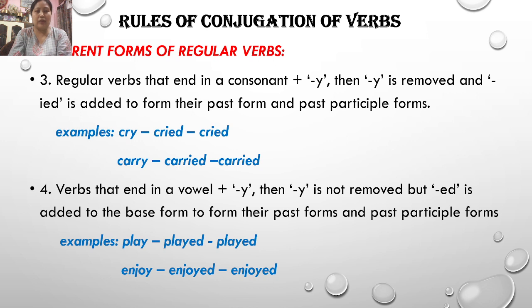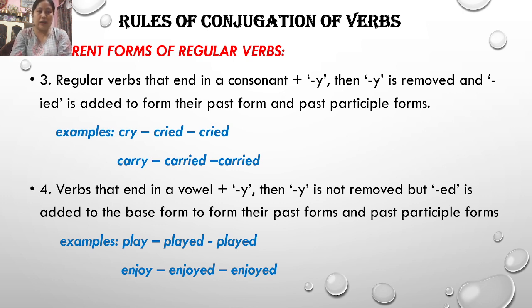So you can make out the differences here. These are two verbs, one having a consonant and y, and one having a vowel and y. When it has a consonant and y, the y is removed and ied is added to form the past form and the past participle form. But when it has a vowel and y, the y is not removed, but ed is added after it. Hope it is clear to you.